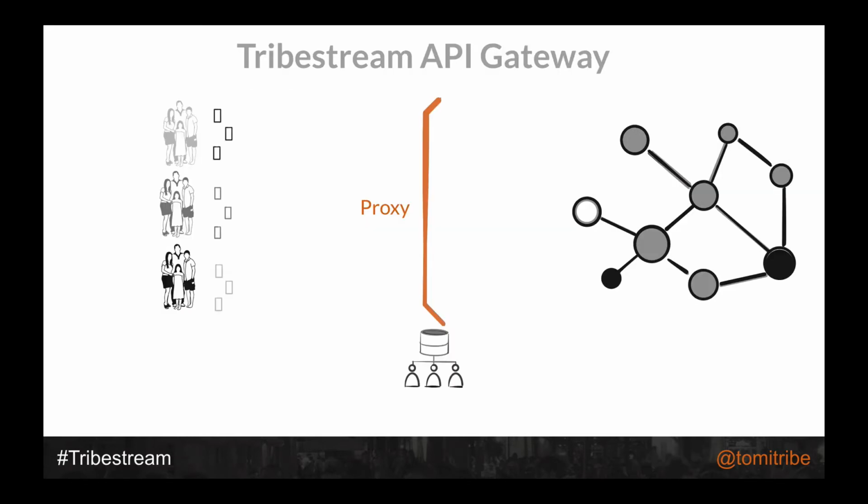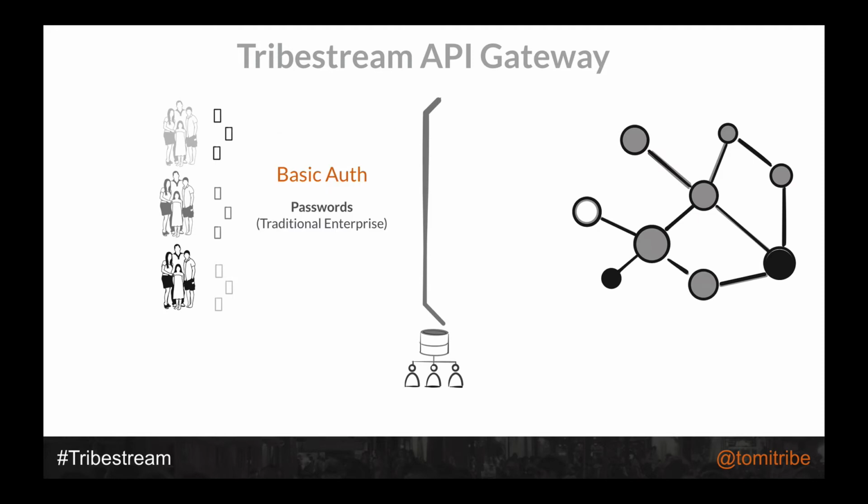The Tribestream API Gateway is a proxy that sits between your users and your microservices. It also has a built-in identity provider where you can store user accounts or integrate with external providers like LDAP. As calls come through, the proxy enforces both authentication and authorization before allowing things to continue.